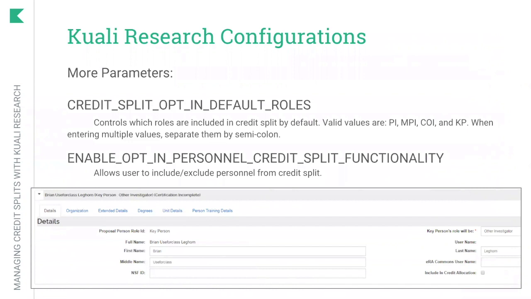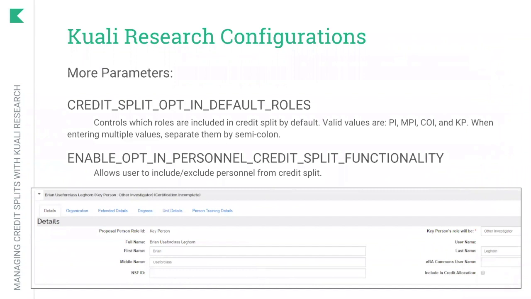And so we wanted a way to include or decide to include or exclude personnel from the credit split. There is a flag underneath the details on your screen, on the bottom right-hand side, where you can include or not include to give credit to any individual that is added to the personnel screen in proposal development, institute proposal or award. This controls if they are now on the credit split allocation screen.